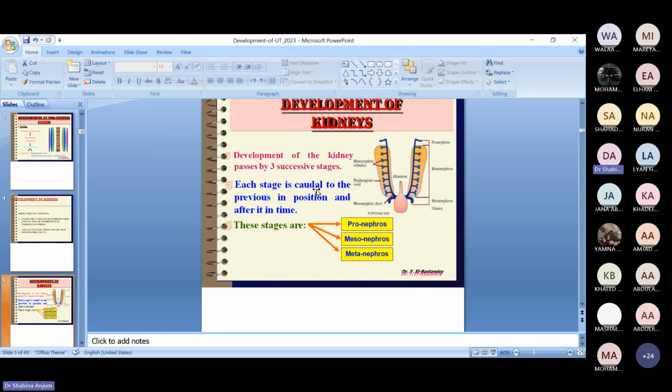First we have the pronephros, mesonephros, metanephros. Here you can see this is the cloaca, which is going to form the urinary bladder, and you can see these are the mesonephric tubules, how they are connected with this. And the upper part is the pronephros. Slowly it will degenerate, and the mesonephros will also degenerate. Only the metanephros will remain and it will form our kidney.